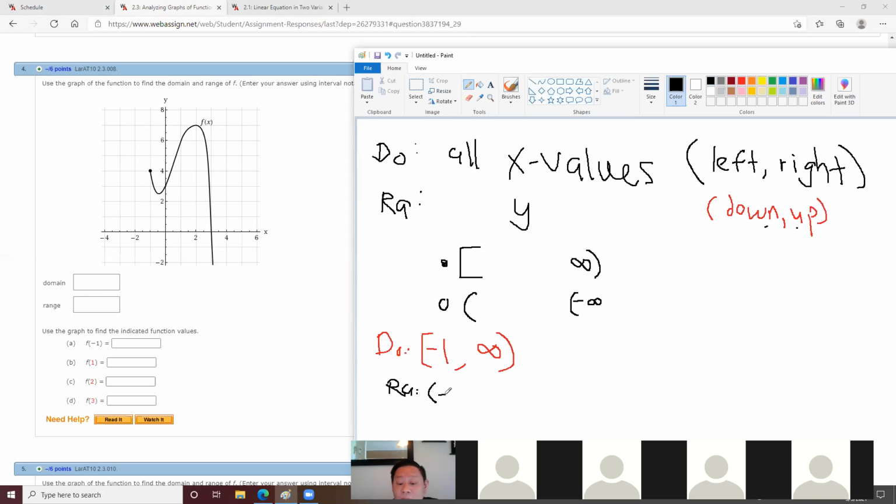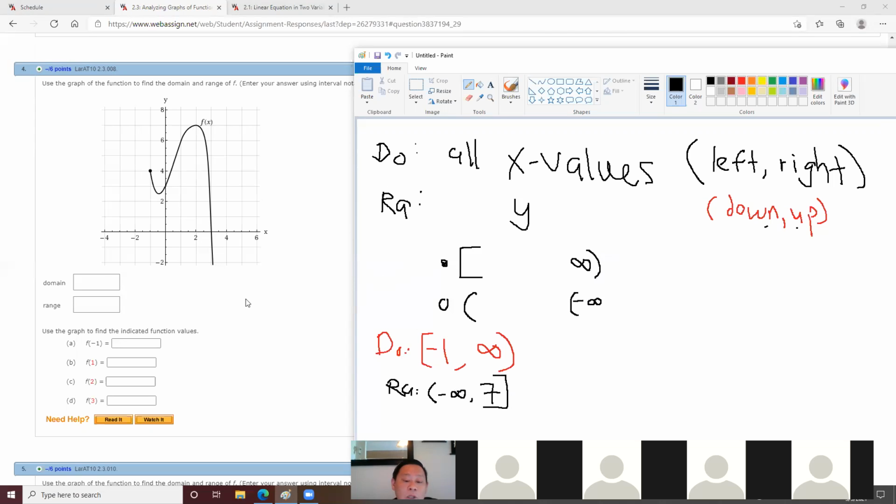The graph goes to negative infinity because it just goes all the way down there. So make sure for infinities you use parentheses. How far up does this graph go? 7. Yes, it goes all the way up to 7. Does it include or not include 7? Does it touch 7? This is 7, so it's included, so we use a bracket.